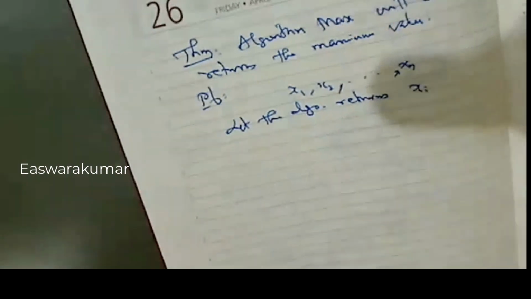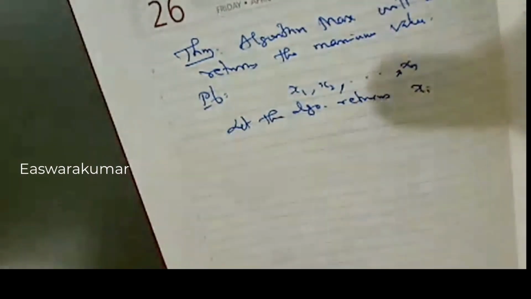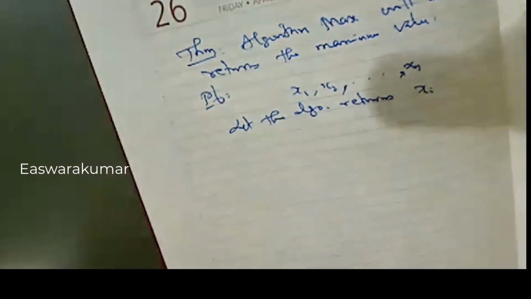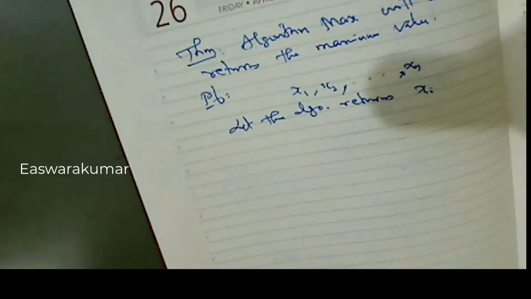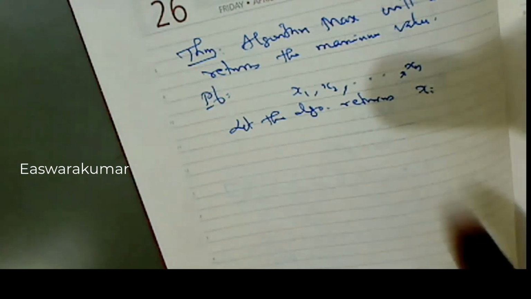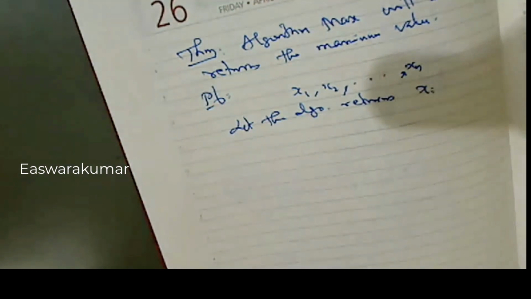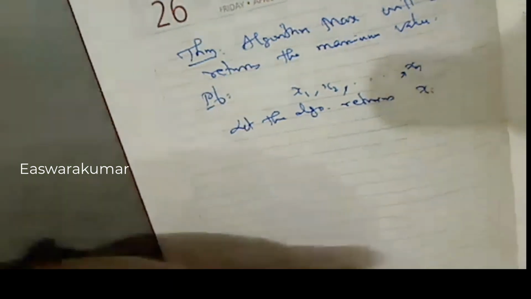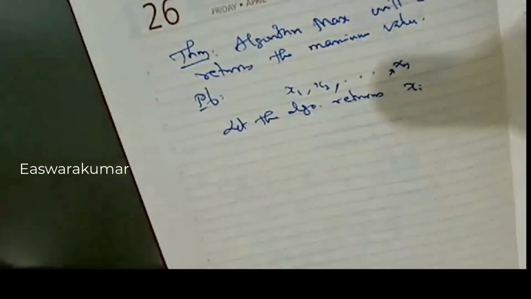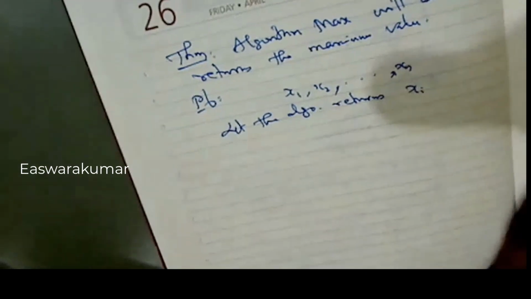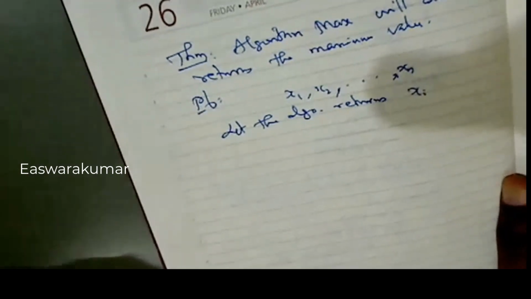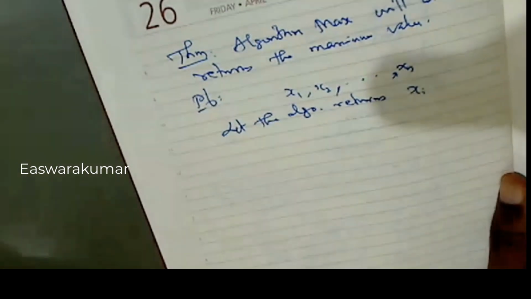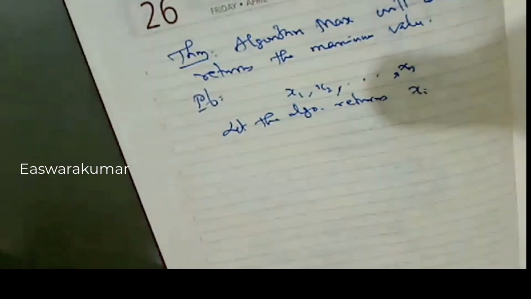If this xi is maximum, no problem, we have proved it. But we do not know. What we want to say is that this xi is maximum, whatever the algorithm returned. Therefore, we are taking the proof technique called proof by contradiction. There are several techniques available: mathematical induction, proof by contradiction, direct proof, like that. Several things are available.